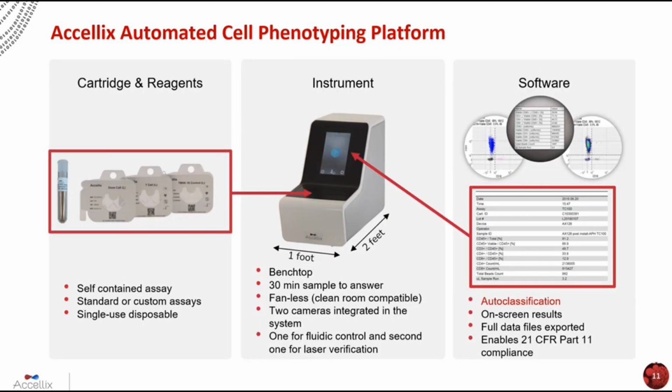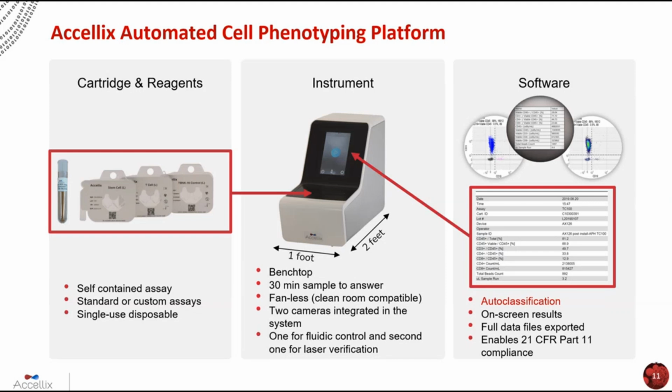The Axelis automated cell phenotyping platform rests on three different pillars. The first one is a cartridge in which the sample will be run and analyzed. This cartridge contains all the microfluidic systems that are needed to run the sample, including the flow cell that is needed to analyze the samples. We also have dry-down reagents, dried in order to increase stability, and you don't need any cold rooms to store them. These are single-use disposables, and we have standard and custom assays.